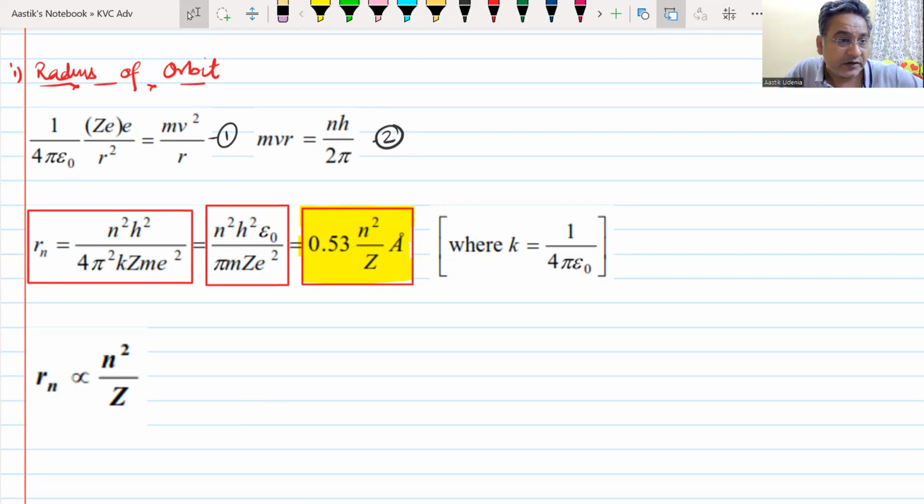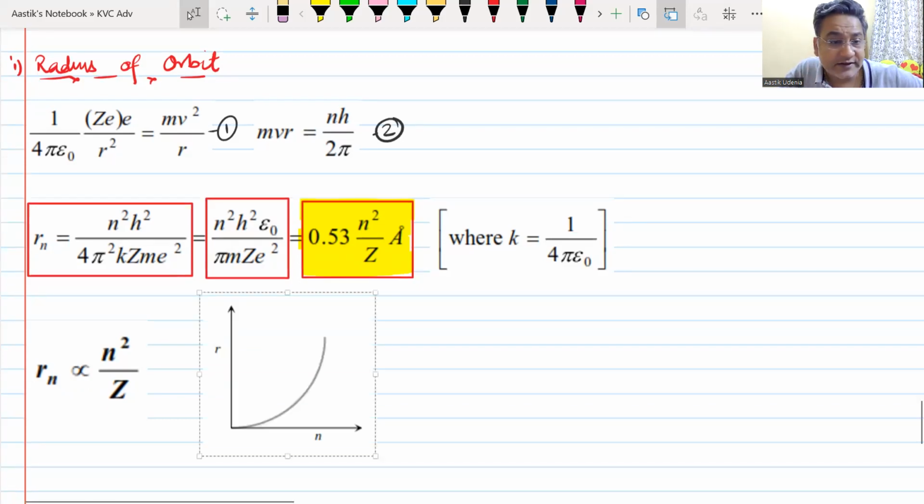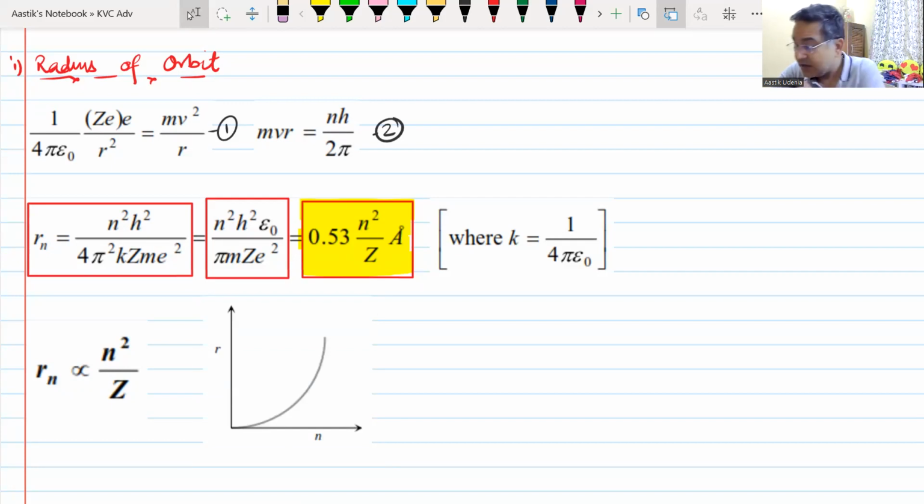Is it difficult for you to understand? Please tell me. No, sir. Everyone understands this? Yes, sir. So if I draw a graph between r and the principal quantum number, it would be like this. Yes or no? Yes. And if I draw a graph between r and z, it will be a rectangular hyperbola. Yes or no? Yes.